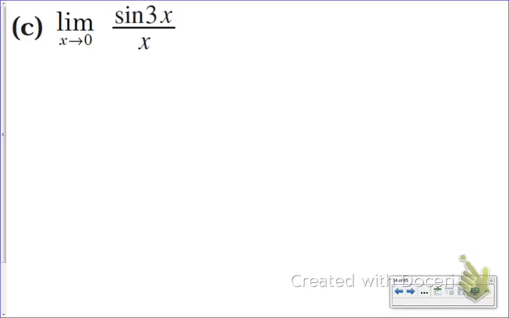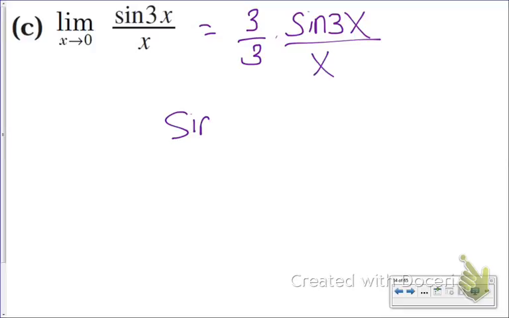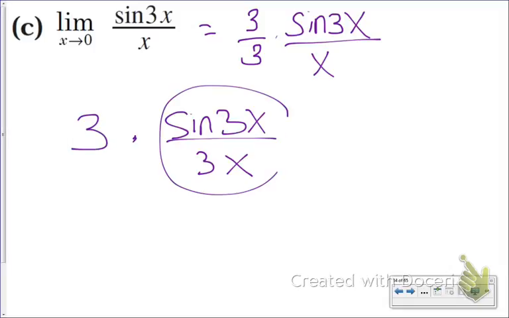Actually, okay, I lied. It is 3, but not because of this 3. So it's not like you can just pull out that 3. I think a lot of you guys just thought it was 3 because you can pull out that 3. You have to multiply by 3 over 3. So this would be sine of 3x over 3x times 3, and the limit as x goes to 0 is equal to 1. So it's 3 times 1, which is 3.